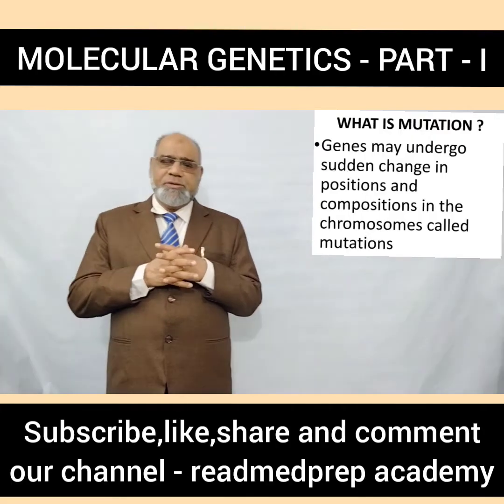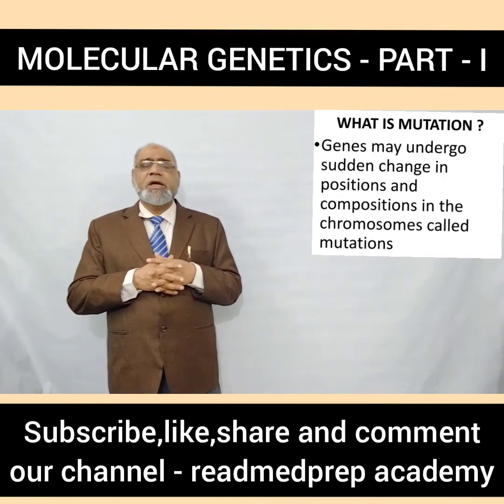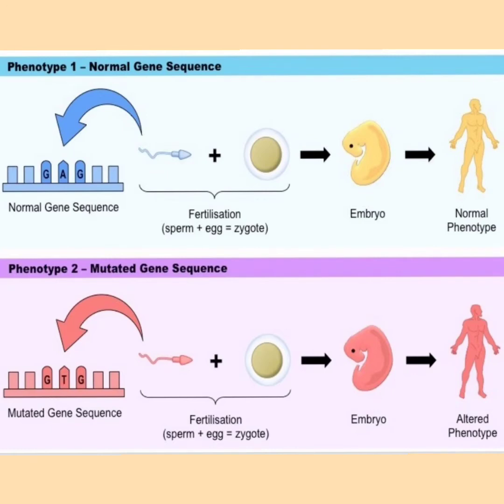What is mutation? Genes may undergo sudden change in positions and compositions in the chromosomes. They are called mutations. Here you can see a normal sequence GAG, guanine, adenine and guanine. This normal sequence is producing a normal fertilization embryo and a normal phenotype, whereas in a mutated gene the adenine is replaced by thymine. This causes an altered phenotype because of the alteration in the gene sequence.